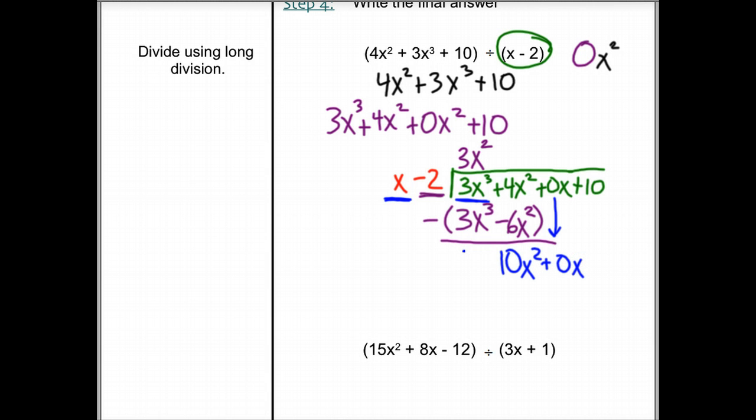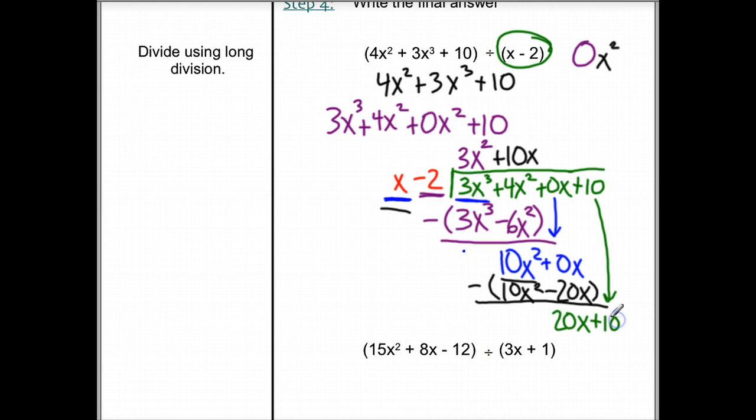Now it's our job to take this x again and see how many times it can go into 10x squared. That would be plus 10x. x times 10x is 10x squared, and negative 2 times 10x is minus 20x. Now we subtract. We get 10x squared minus 10x squared is 0x squared, so we'll just leave that. And 0x minus a negative 20x is 20x. Then we bring down this plus 10.